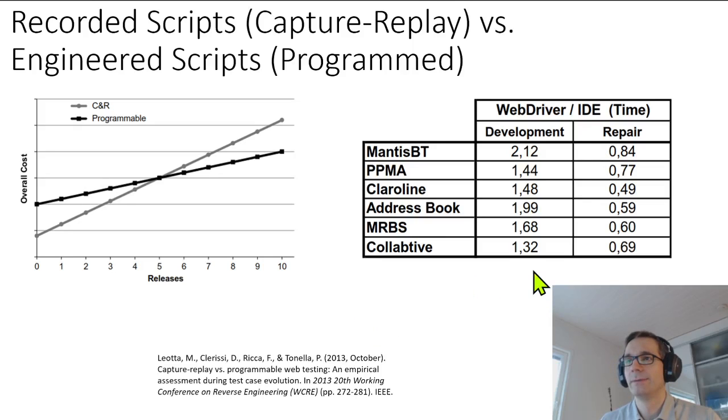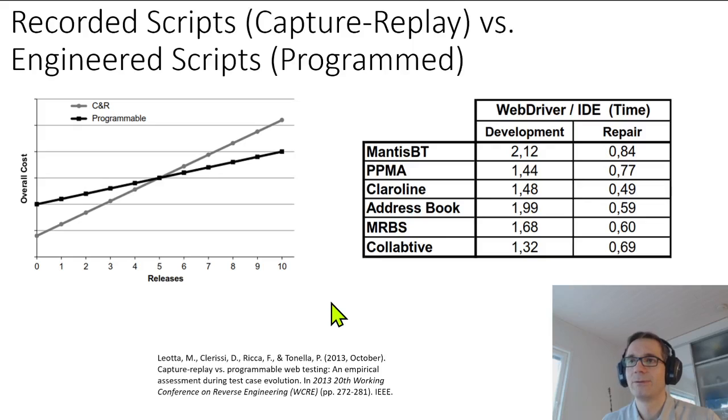However, they also studied the evolution, and during that time it became known that the fixing of the engineered script was much cheaper than fixing the recorded scripts. So they took also that time down, and we can see, for example, that in the Laroline system, in the engineered scripts, you only used half of the effort that you needed for the capture replay system, and this was also consistent. So repairing is much cheaper with the engineered scripts, but the initial development is much cheaper with the recorded scripts.